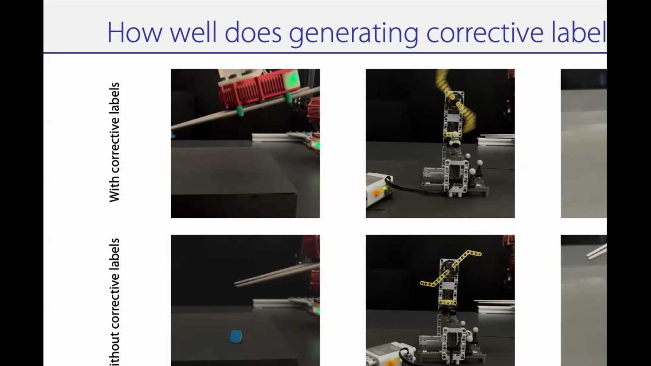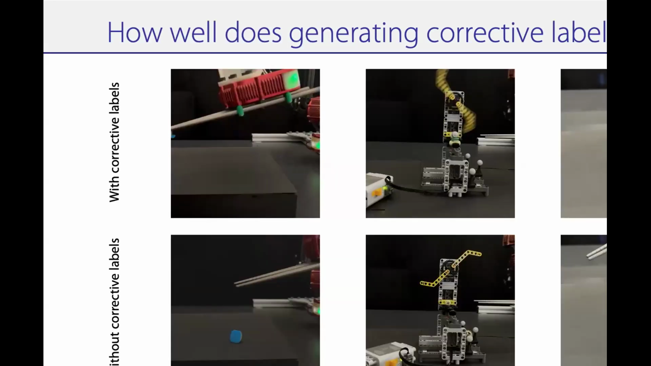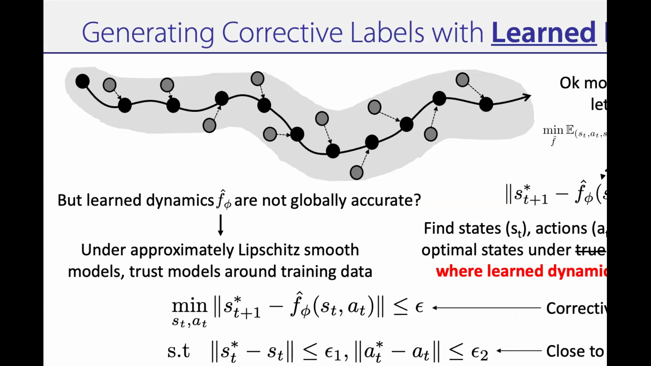So the general idea here, just to recap, is that we want to generate corrective labels, but in a ball which is close to the fit, so in places where your model can be trusted.